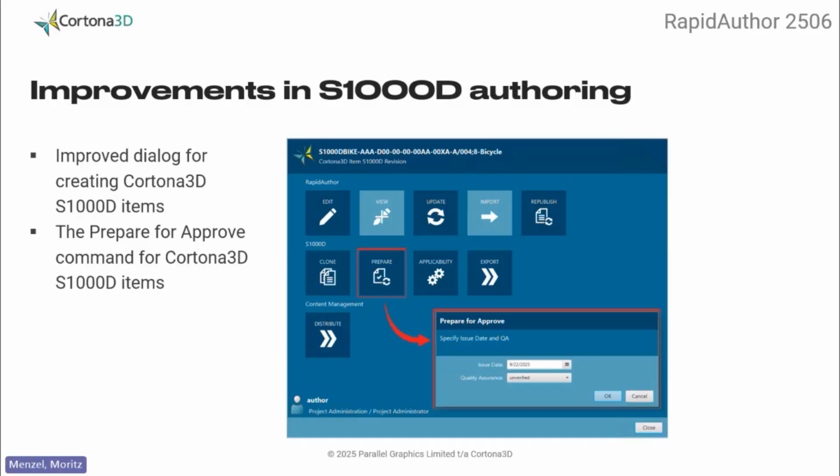And the Prepare for Approve command is now available for Cortona 3D S1000D items. It opens a dialog that allows users to specify a date and assign a QA status.